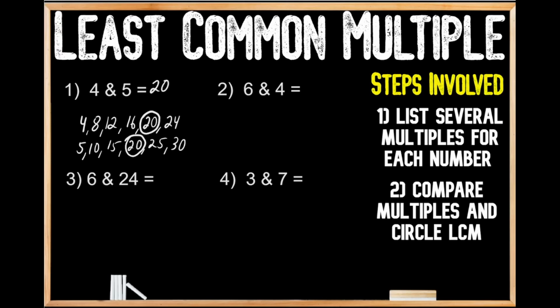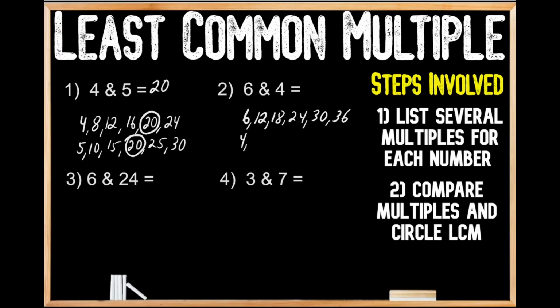Now let's move on to question number 2, where we're being asked to find the least common multiple for 6 and 4. We'll remember that our first step is to list several multiples for each number. So let's list the multiples of 6. We have 6, 12, 18, 24, 30, and 36. Now let's do the same thing for our multiples of 4.